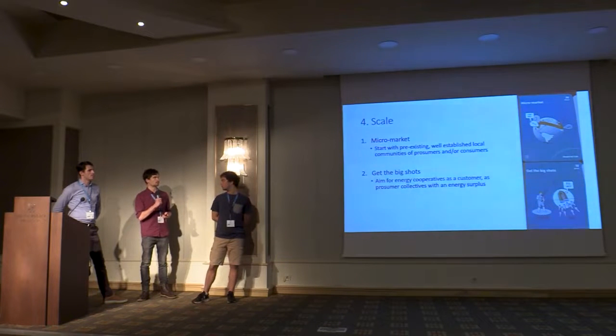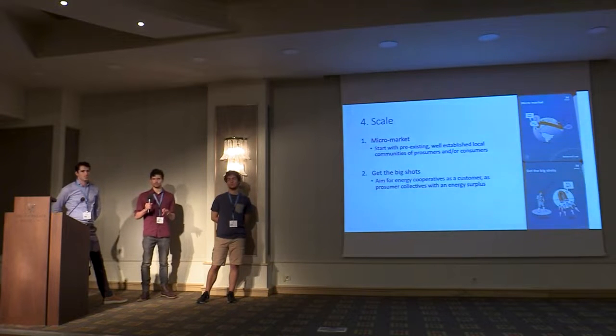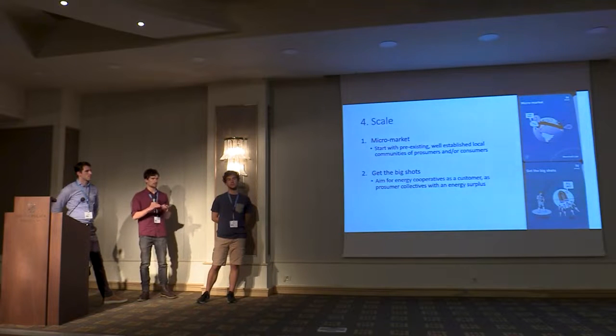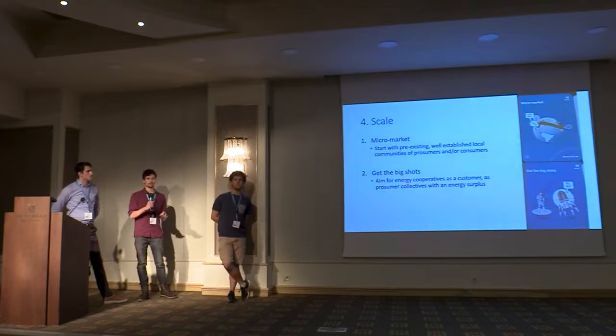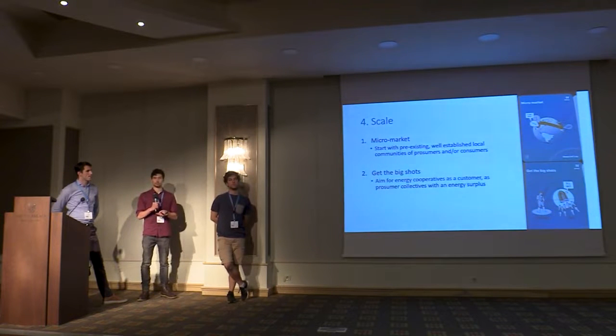So we think that cooperatives, I think the problem with the cooperatives right now is that they are having a lot of surplus, but they have to sell it for the feed-in tariffs to the grid. So there's not any kind of smart matching. So we offer them the ability to sell their energy for a higher price than the feed-in tariff. That would be the incentive for them. Thank you.